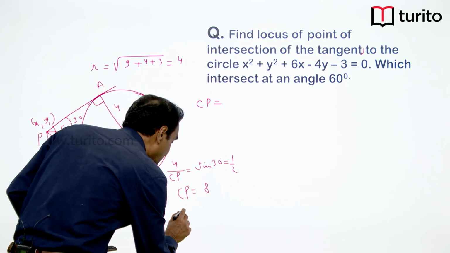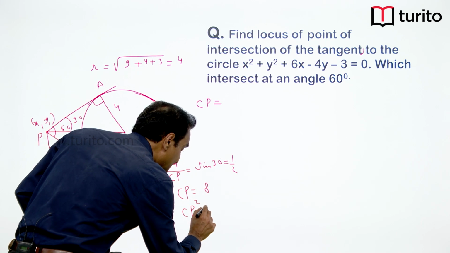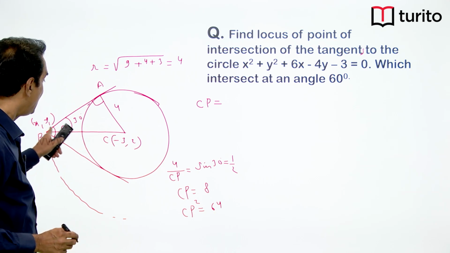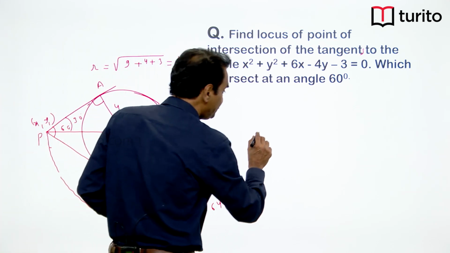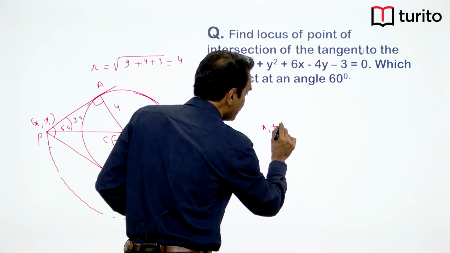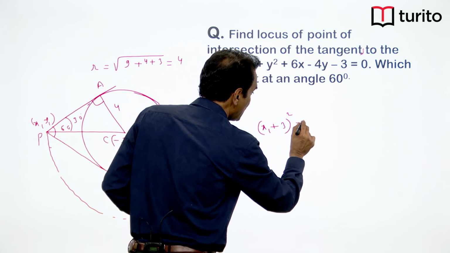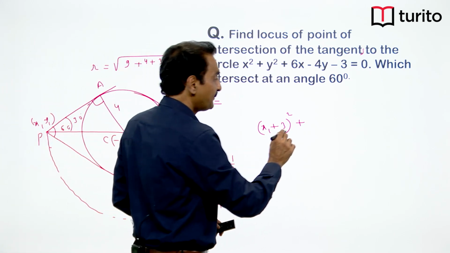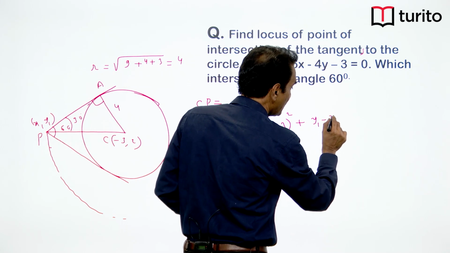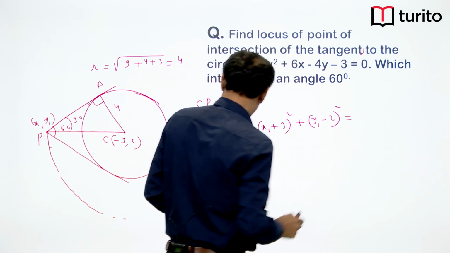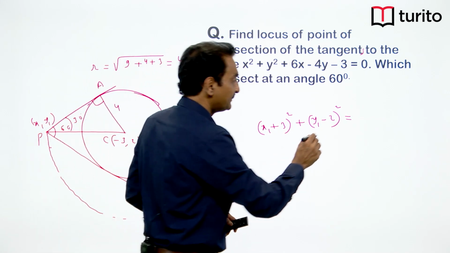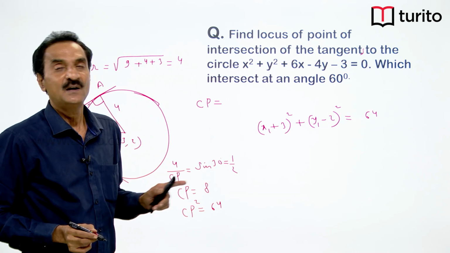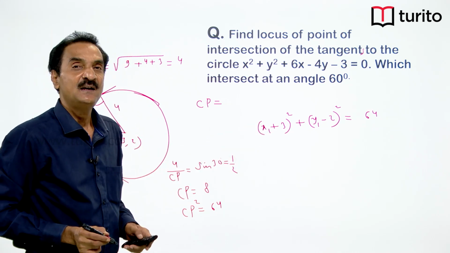CP square is equal to 8 square, 64. What is CP square? It is (x1 plus 3) whole square plus (y1 minus 2) whole square is equal to 64. So if you want the locus of P, you should replace x1 and y1 by x and y.